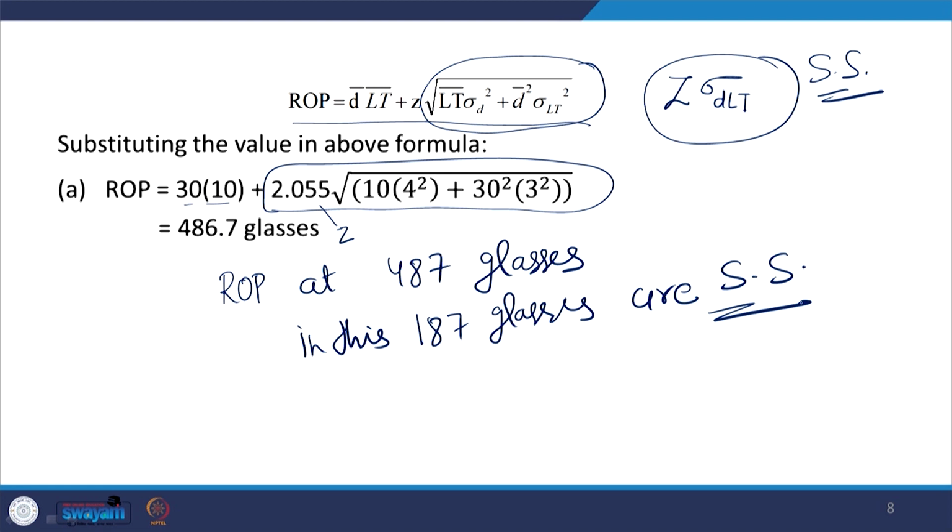So, the remaining 187 are part of your safety stock, because you have fluctuations in lead time and in demand. Therefore, again the value of safety stock is sufficiently high. So, that is the usefulness of the fourth formula, where we have variations in both the quantities.